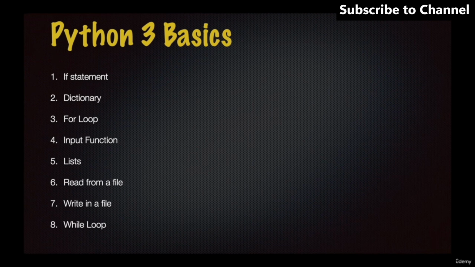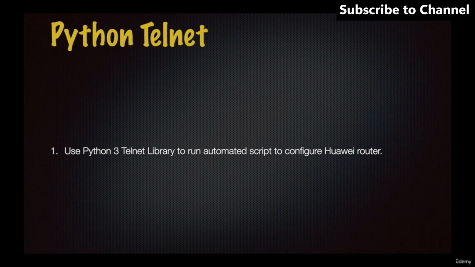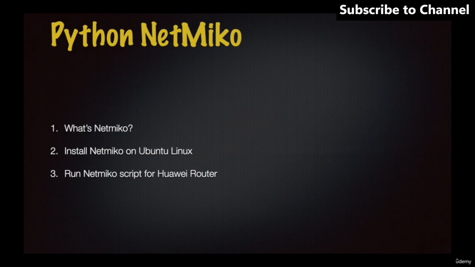We have to have good information about the if statement, dictionary, for loop, input function, lists, reading from a file, writing in a file, and while loop. Next is to use the Python 3 Telnet library to automate scripts to configure a Huawei router. Next module is Python Netmiko. We will have an intro about Netmiko and know how to install Netmiko on Ubuntu Linux. Finally, how to run a Netmiko script for a Huawei router.